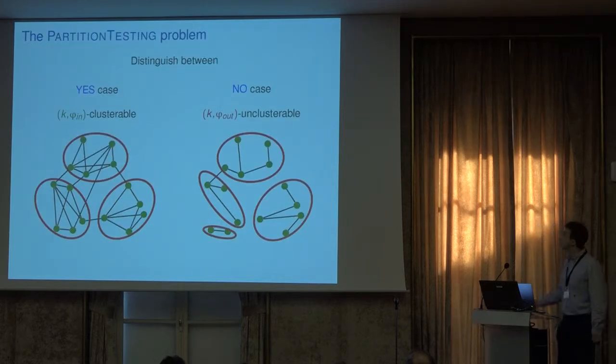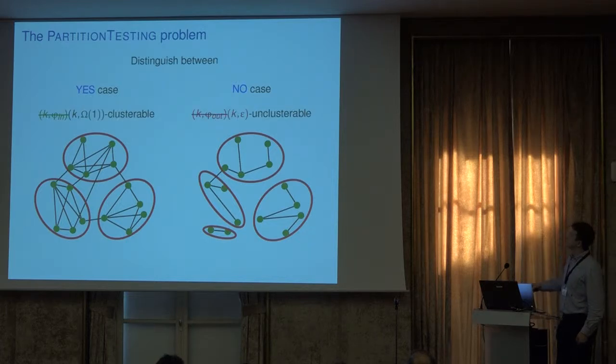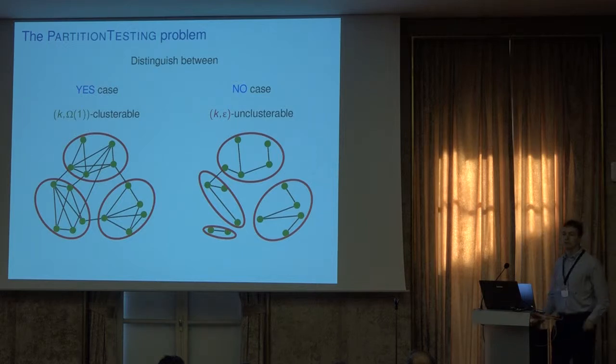So this is our problem. We call it the partition testing problem. The problem is to distinguish between the yes case, when the input graph is (k, phi_in)-clusterable, and the no case, when the input graph is (k, phi_out)-unclusterable. Well, to simplify notation, I would like to substitute phi_in equals a constant from now on, and I will call phi_out epsilon. So think of epsilon as a small constant. So this is what we want to do.